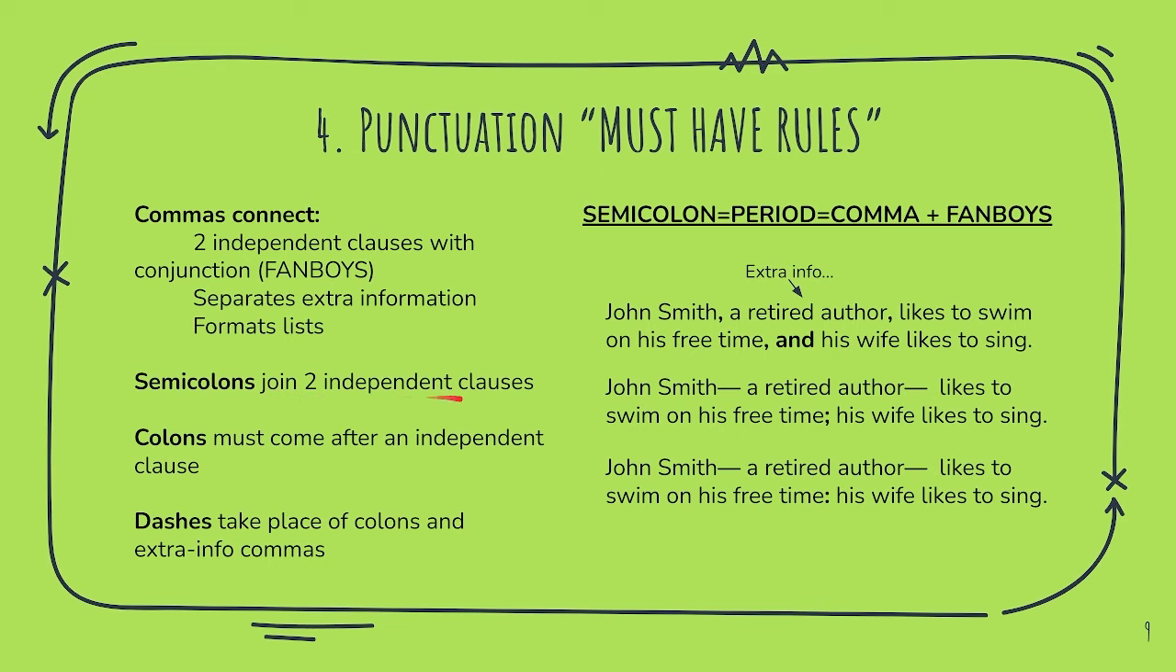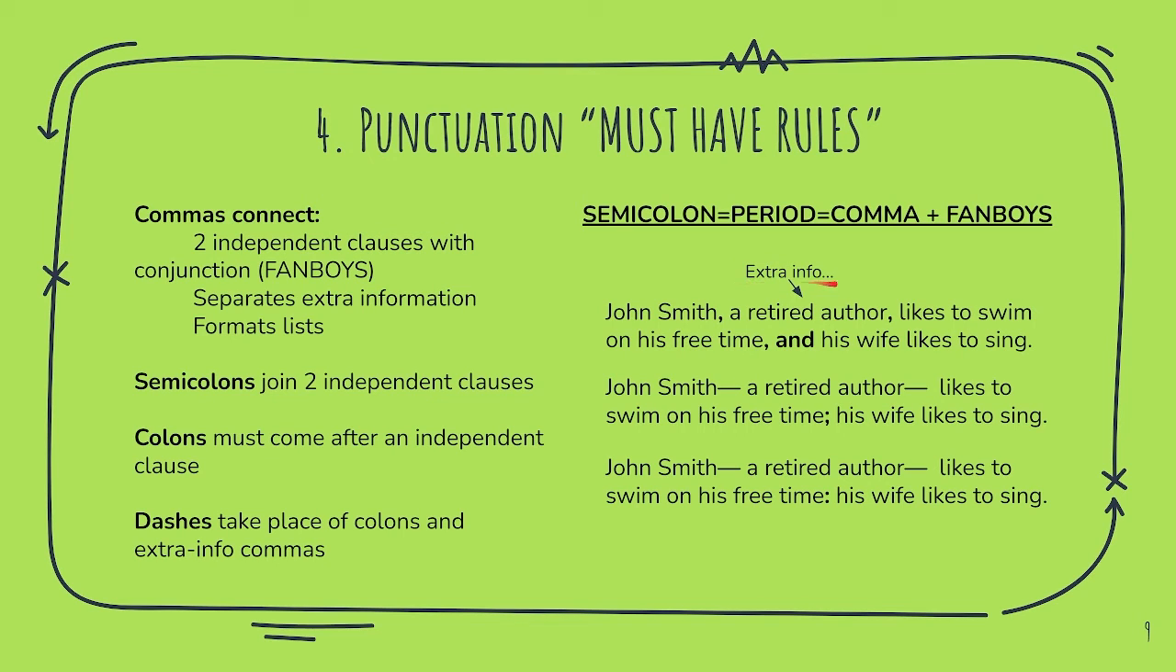Semicolons join two independent clauses, so we have to have two complete sentences before and after the semicolon. Colons must come after an independent clause. There cannot be any sentence fragments before the colon. Dashes take the place of colons and act as extra info commas. And if we use a dash, as you can see here, there also has to be another dash following after it. We can't have a dash and, let's say, a comma after here. It has to be consistent.